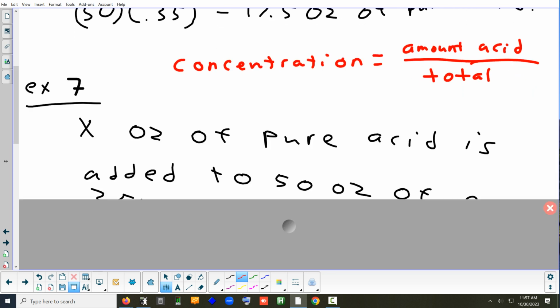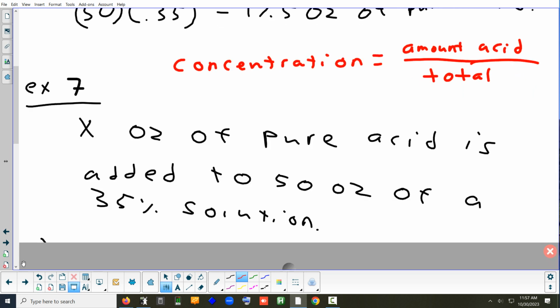Okay, so here's our question. We're going to take that 50 ounces of acid and pour in X ounces. So we have a 50-ounce solution, and we're going to pour pure acid into it. So we're making the solution stronger. I want to find a formula for the concentration.